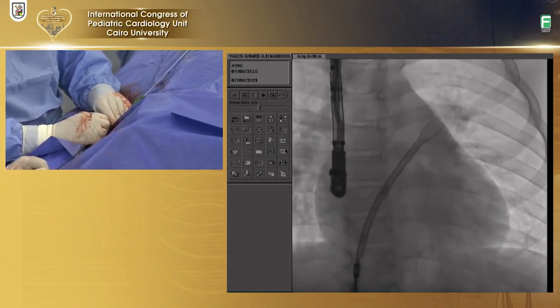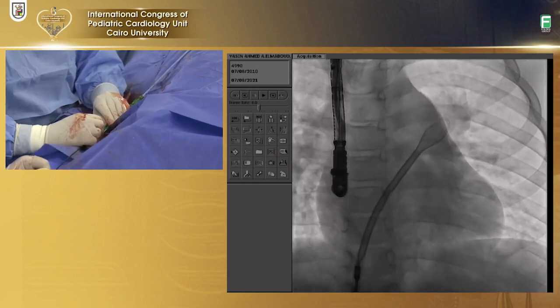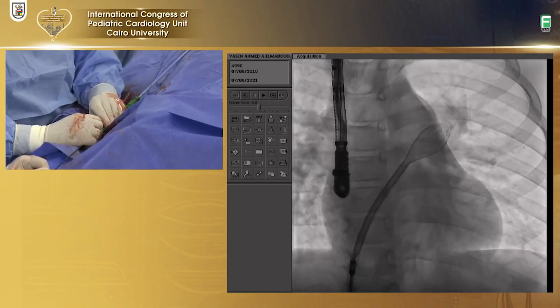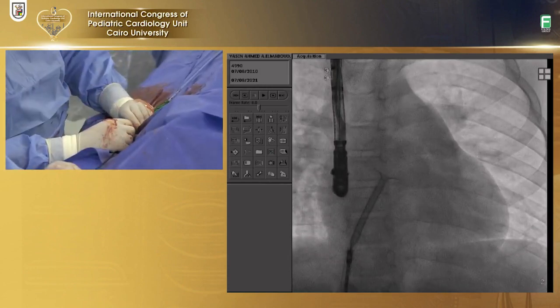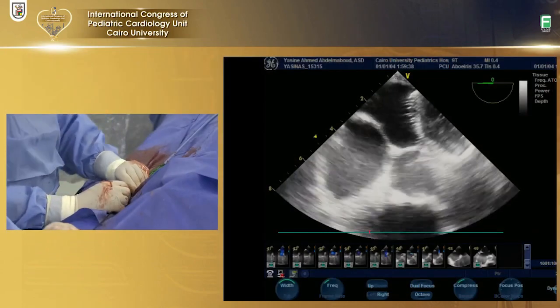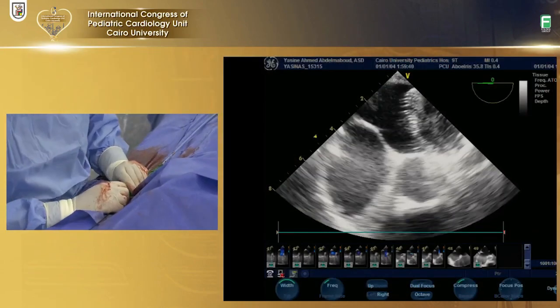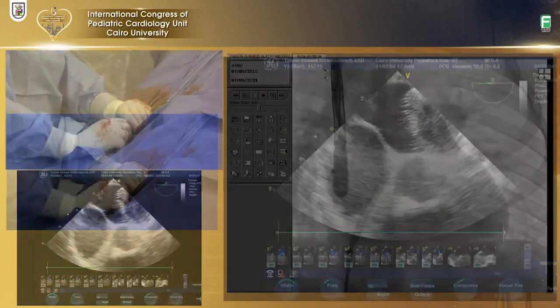Okay. Now deploying the left atrial disc. We are still away from the septum, so we need to pull the whole system towards the interatrial septum.